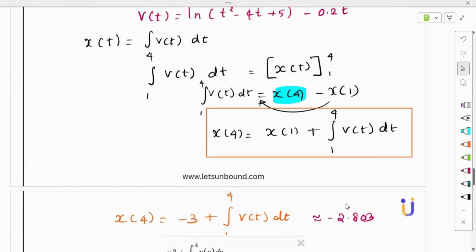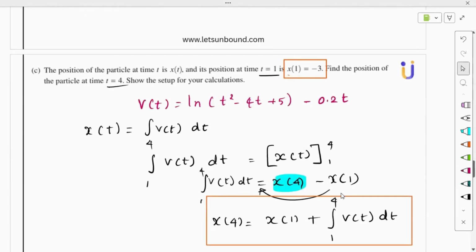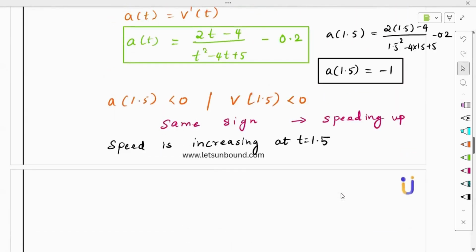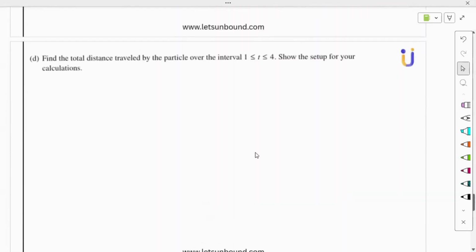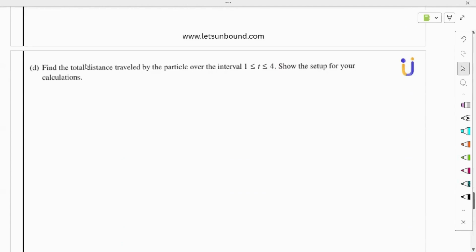The position of the particle is this much. If a unit is given, we will mention the unit, but it's not necessary for this question. That's it. Now, last part. Find the total distance traveled by the particle over the interval 1 to 4. Show the setup for your calculation.